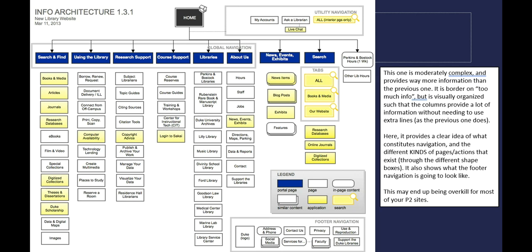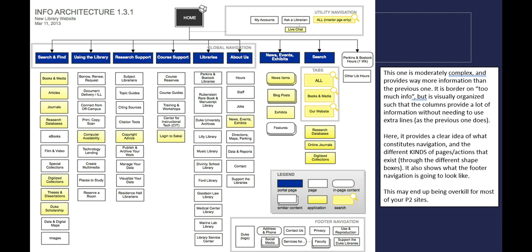And as you can see from the legend there, the pages referenced in blue, or the navigation items referenced in blue, those are portal pages, and some of them appear in the global navigation. Some of them are separate, like news, events, exhibits, and search. And then the ones in white rectangles are pages. The ones that are in rounded squares are in-page content. And then the ones that are stacked are essentially similar content. And then the ones in yellow, those denote applications within the site. And then the one with the yellow and the little search glass indicates search.